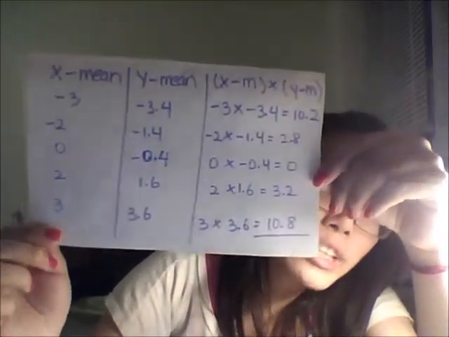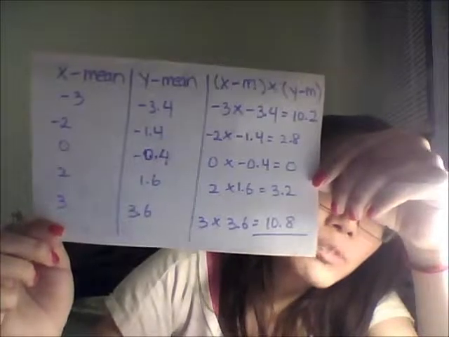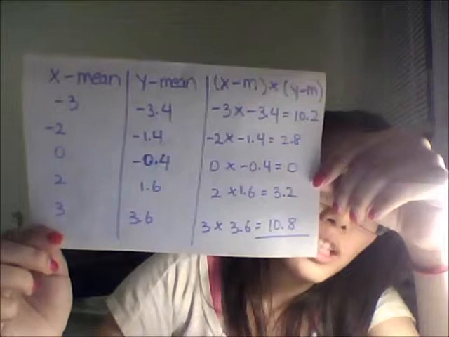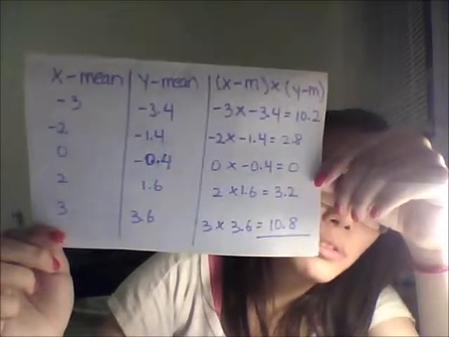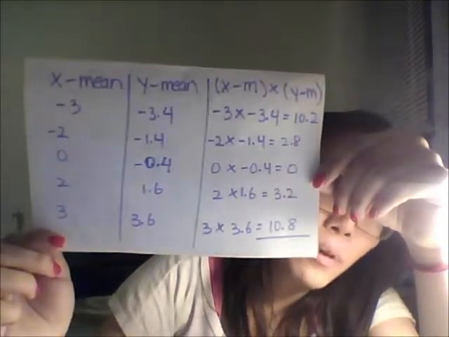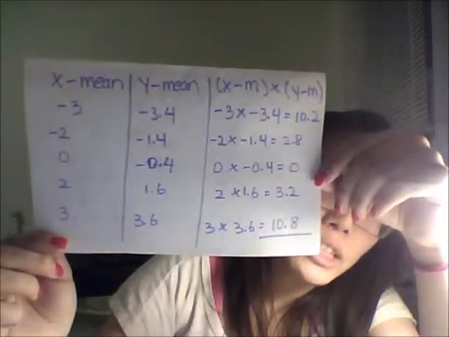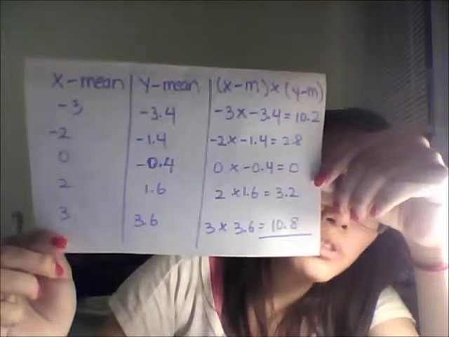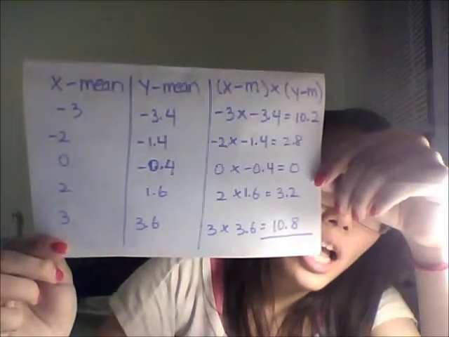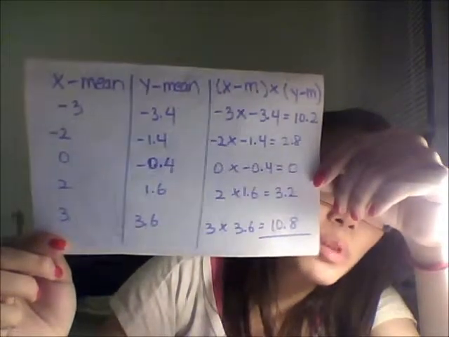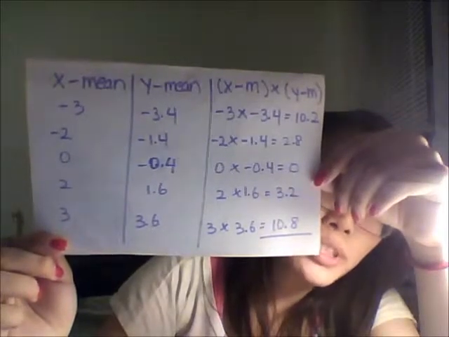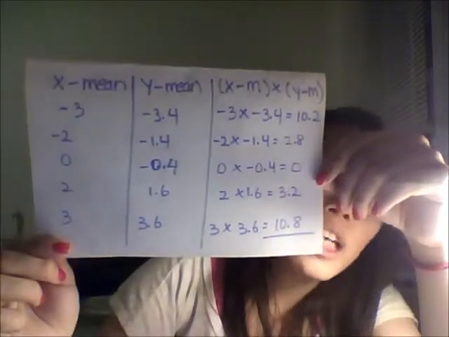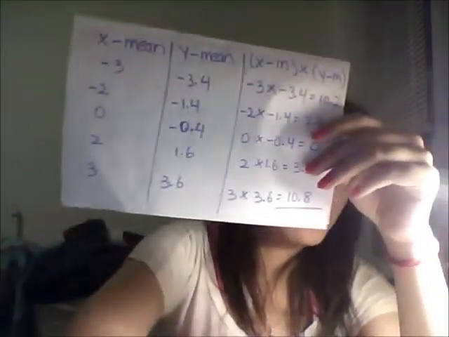So we have negative 3 times negative 3.4 equals 10.2. And now we will do negative 2 times negative 1.4 equals 2.8. 0 times negative 0.4 equals 0. And then 2 times 1.6 equals 3.2. And 3 times 3.6 equals 10.8.